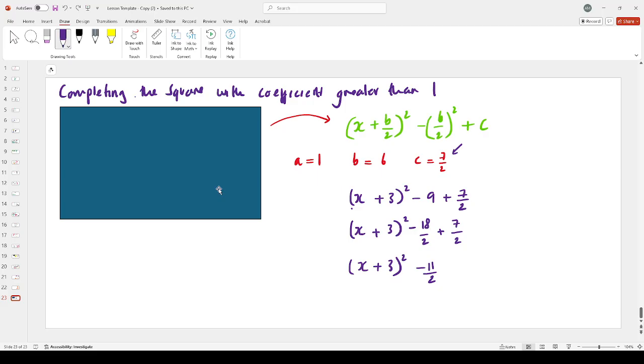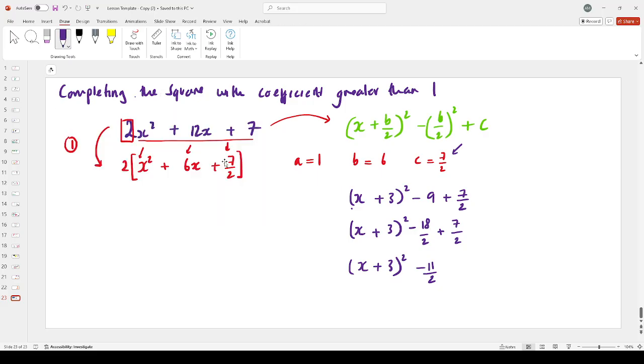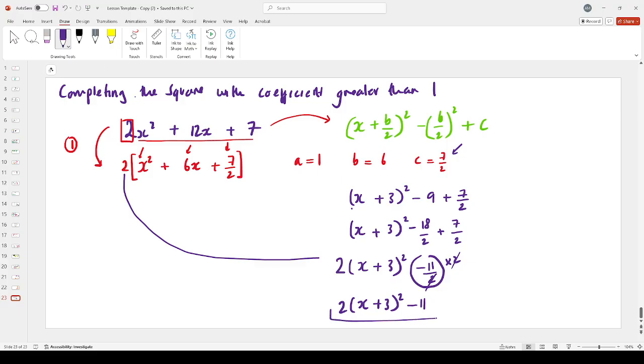So what we're going to do now, we're going to go back, okay? Remember that big 2 that we left outside? We're going to put it here. So put a big 2 here, and we times this by 2. Guys, what's minus 11 over 2 times by 2? Cancel, cancel, minus 11. So we just times this whole thing by 2. That's all we did. And there's our answer. Okay?